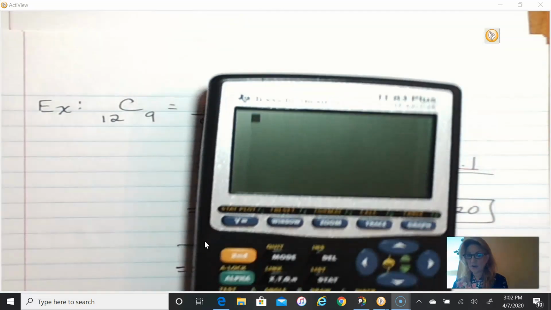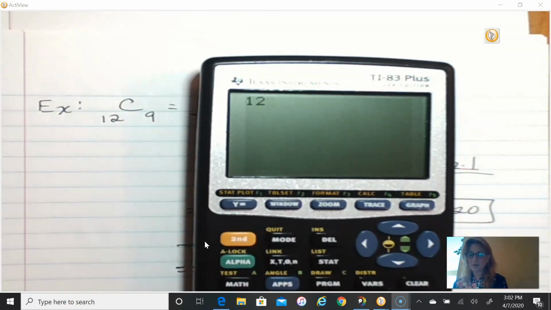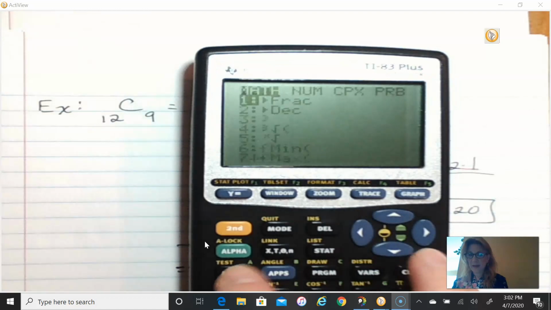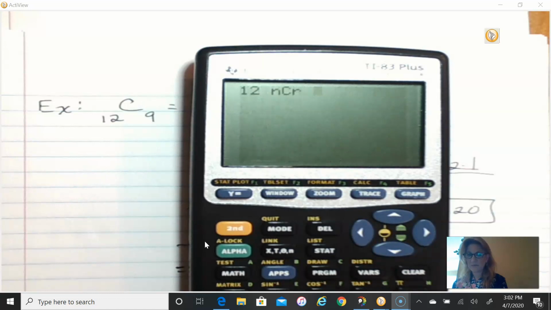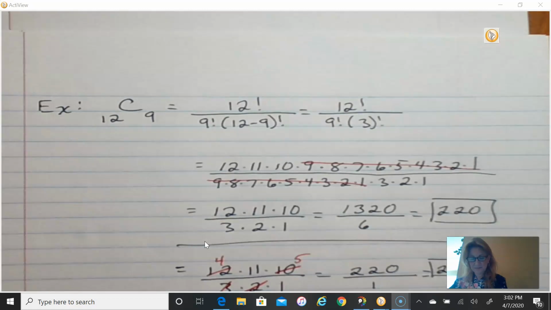Now calculator: 12, math, down to that number there, and then 9. There you go. See? Y'all could actually finish your homework in like 5 minutes flat.